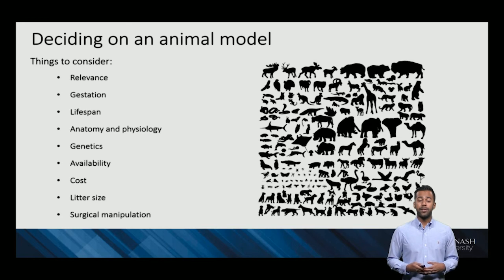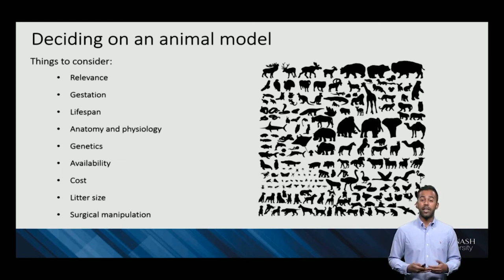Lifespan is quite important, so the turnover. Fruit flies you can have for a couple of days. Sheep, on the other hand, might last you a couple of years depending on what you're interested in. The anatomy and physiology of the animal is a big one, so we need to be considering the anatomy and physiology of the animal and whether or not it's relevant to what we're interested in. The genetics, so are the genes conserved in this animal model compared to a human?